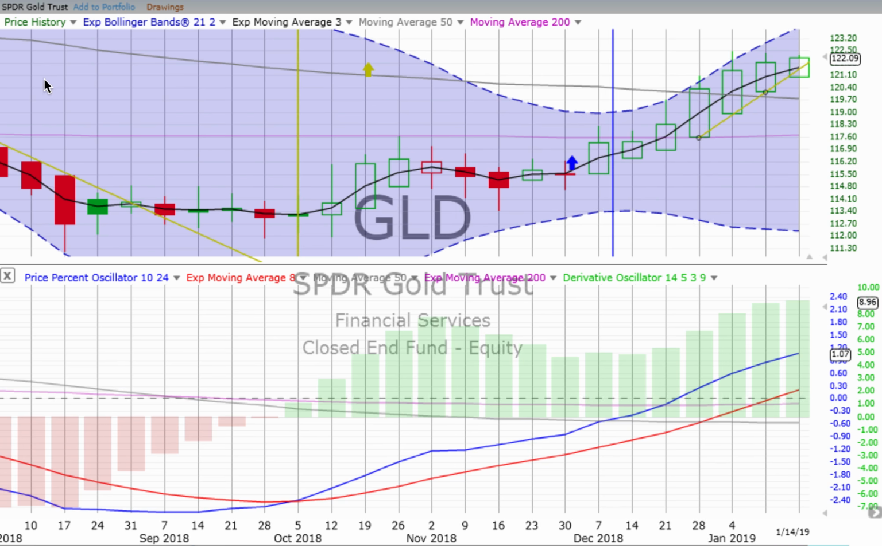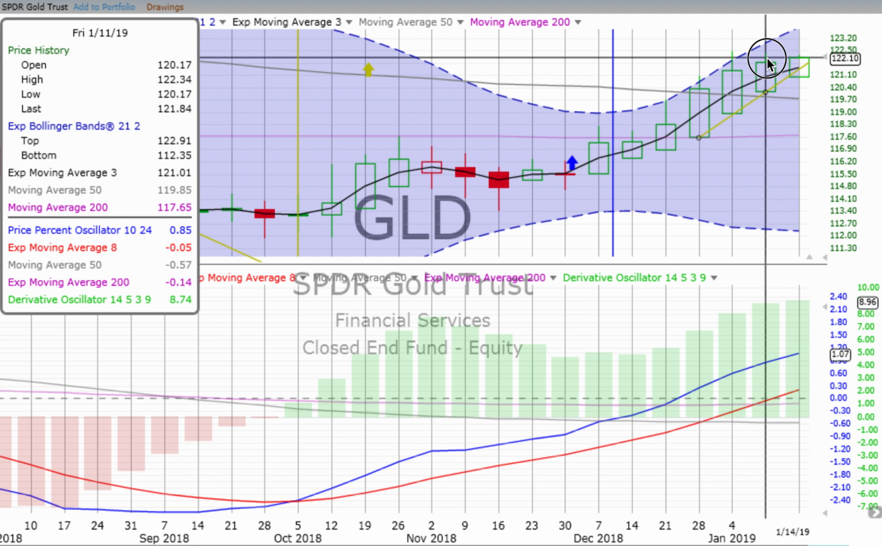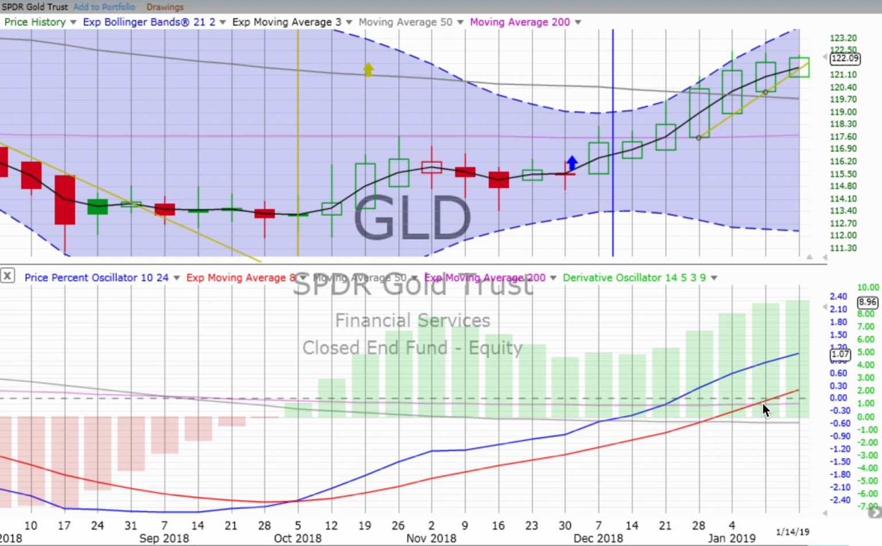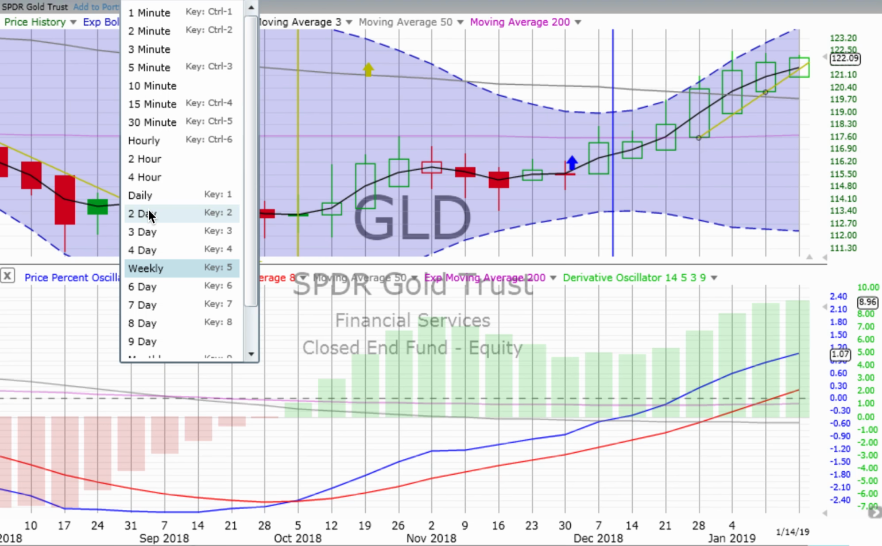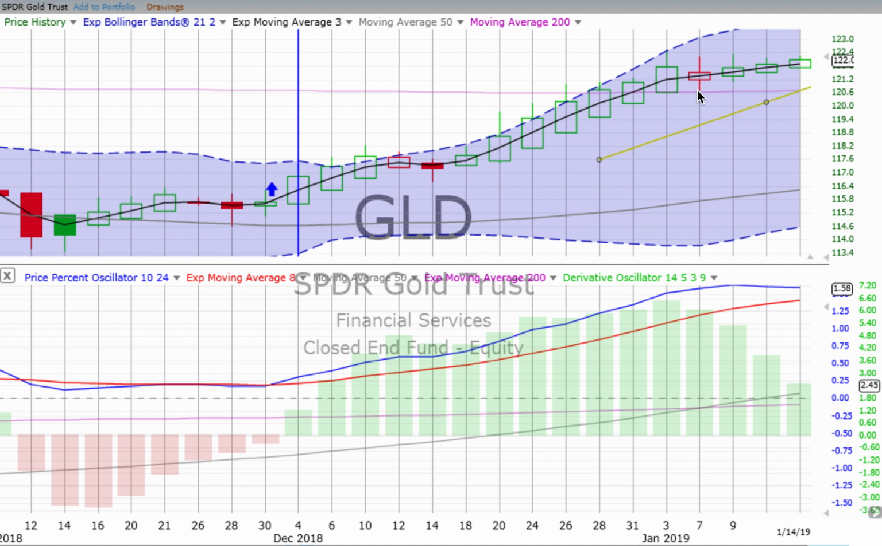Lastly, we go to gold. Gold was up for the day 0.24%. Nice to see a green candle starting to form again. If you look at the top of that candle, it's still not pushed up as high as it had in the prior week. So derivative oscillator gaining upward momentum. Price percent oscillator heading up. Gold up 0.24% for the day on Monday.